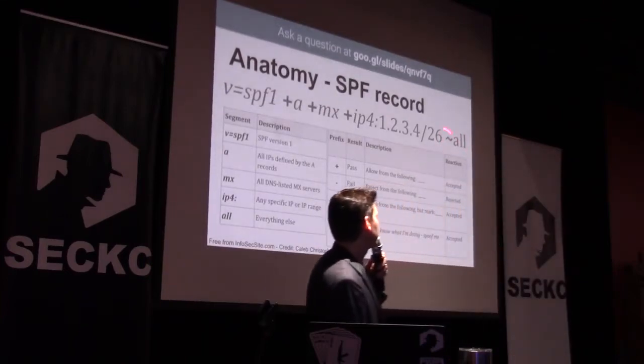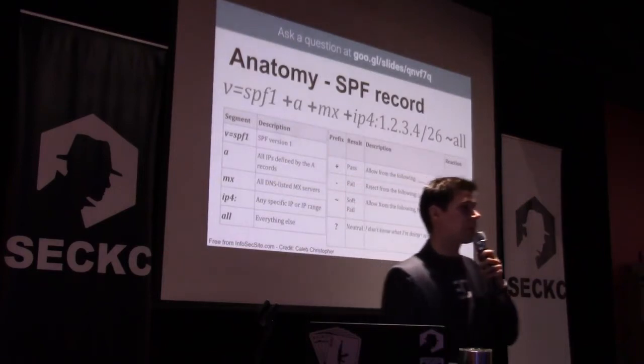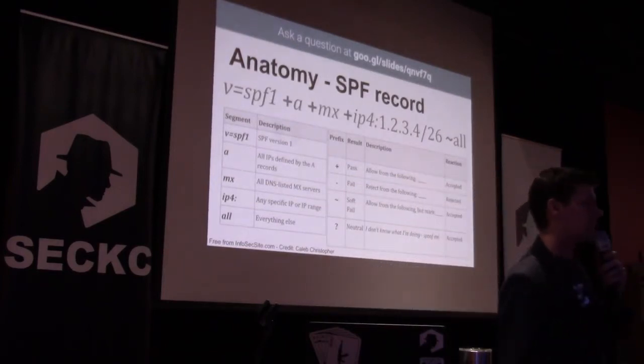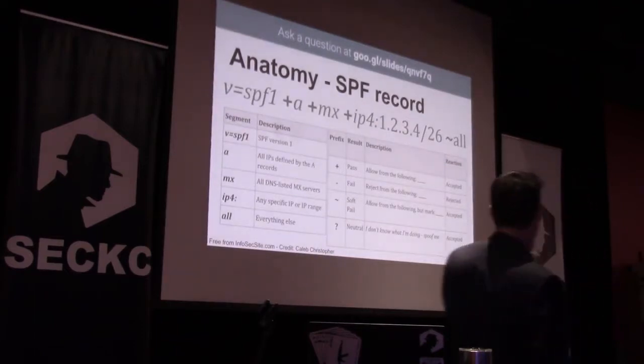Here we see a tilde sign all. This is the way to start out if you are actually sending mail from this domain. You want a soft fail so that if the message looks spammy, you get to put it in spam. If it doesn't look spammy, it's still delivered and you haven't broken anything.